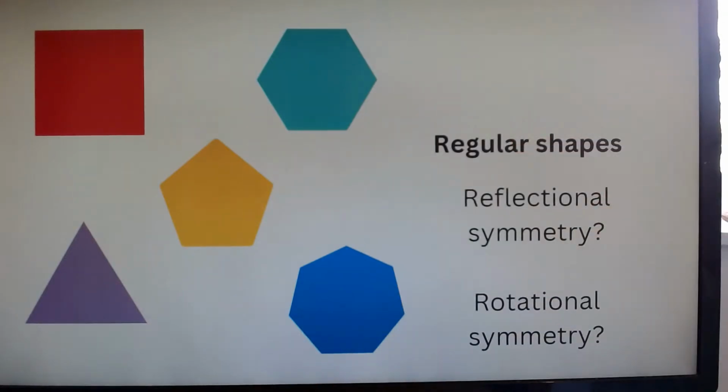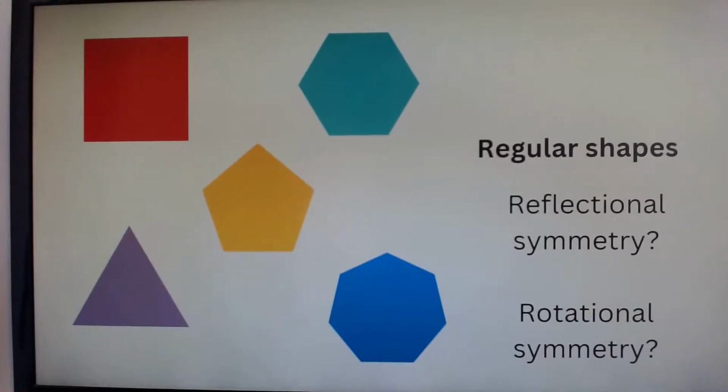What about these shapes then? Do they have any reflectional or rotational symmetry? So we kind of know about the square. I gave that one away. It had 4 lines of reflection and it had rotational symmetry of order 4 as well. What about these other shapes? What do you think about those ones? Have they got any reflectional symmetry or rotational symmetry? What do you reckon? Have a little think whilst I have a sip of coffee.